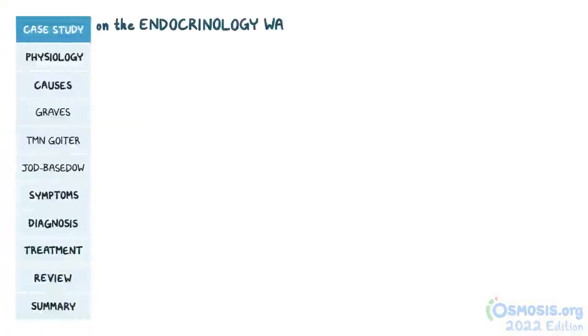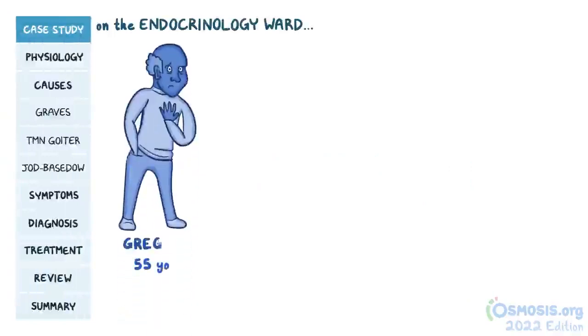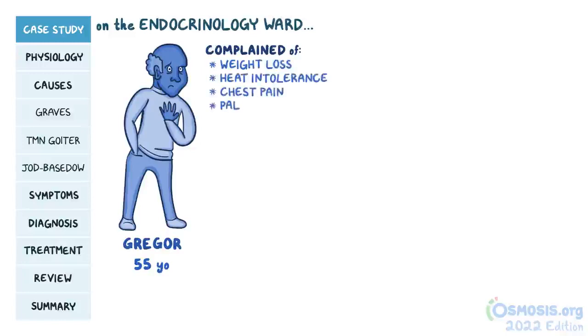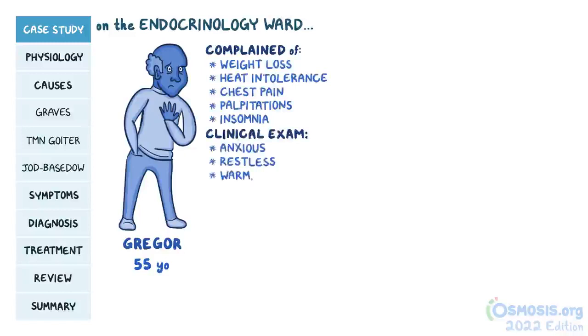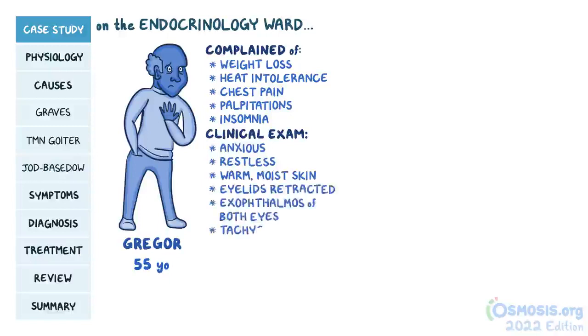On the endocrinology ward, 2 individuals came in. The first one is 55-year-old Gregor, who came in complaining about weight loss, heat intolerance, chest pain, palpitations, and insomnia. On the clinical examination, he's anxious and restless. He also had warm and moist skin, his eyelids were retracted, and there was exophthalmos of both eyes and tachycardia.